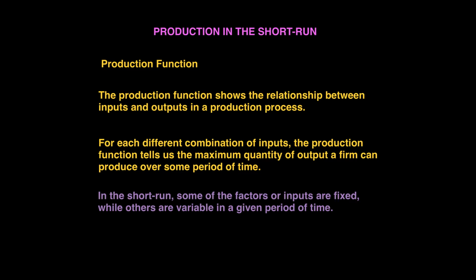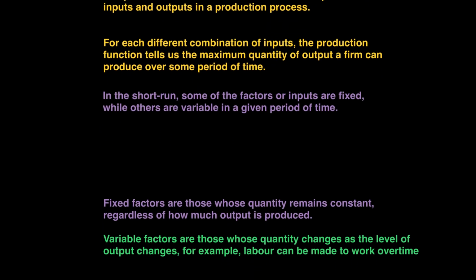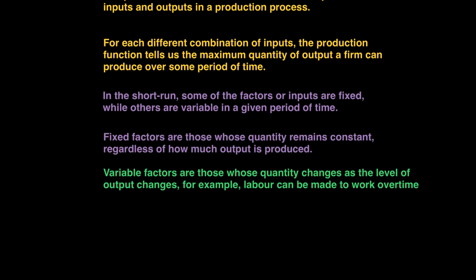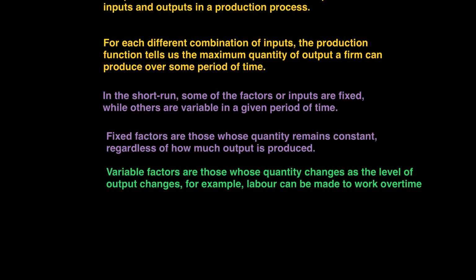So what do we really mean by fixed versus variable factors? Fixed factors for us are those factors which remain constant regardless of quantity of output. So even though your quantity of output goes up, the fixed factor remains constant. For example, if a school is increasing its output, which is the number of students, and the building does not change in the short run, that will be what we call a fixed factor.